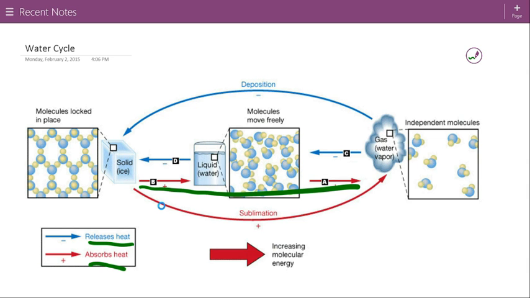redistributing the heat and the energy that is in our ecosystem and in our environment as it melts and then evaporates. And then once it has evaporated and has become gas, then if it releases heat, it's going to go back to water, and then again, if it releases more heat, it's going to move back to that ice or solid state.